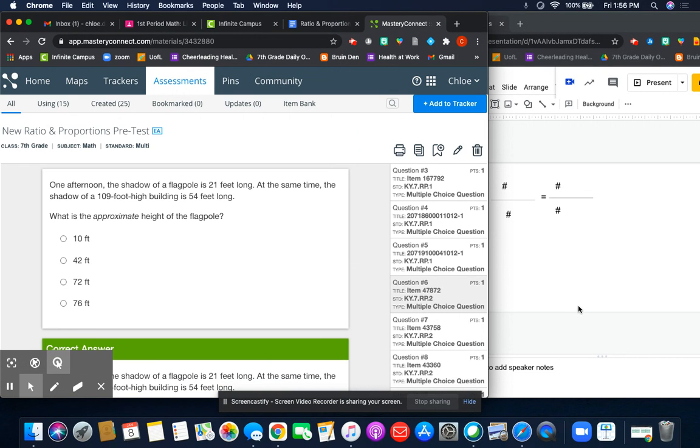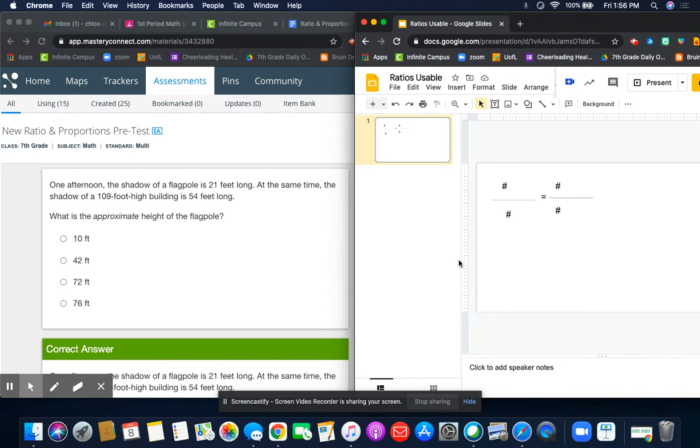All right, problem 6. So we have this flagpole, and we know it's 21 feet long. At the same time, we have this rate of this building and its height and length as well. So I'm going to start with the building over here. We know it's 109 feet high, and it is 54 feet long. So we have a height and we have a length. That's for our building. We're going to set that equal to our flagpole. So our flagpole is 29 feet long.